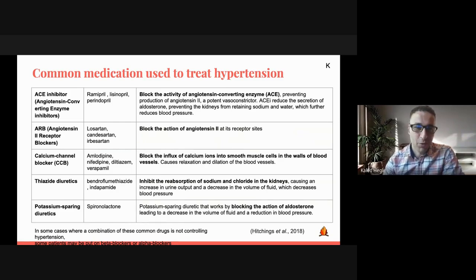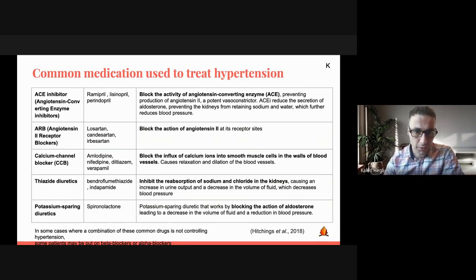So we've got the classic medications, the ACE inhibitors. As Wafa explained the importance of the RAS system, most of the medications here work on that axis or line. The ACE inhibitors block the activity of that angiotensin converting enzyme that we mentioned. The ARB blocks the action of angiotensin 2, so lower on the cascade of events.